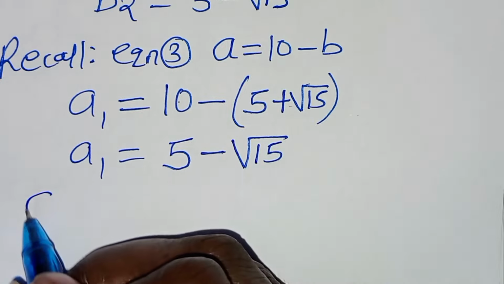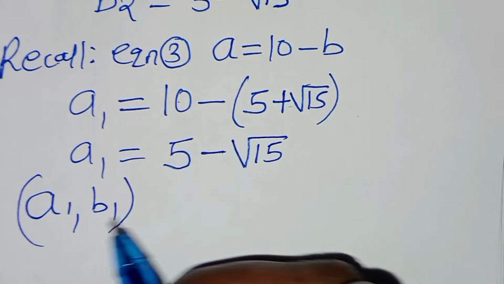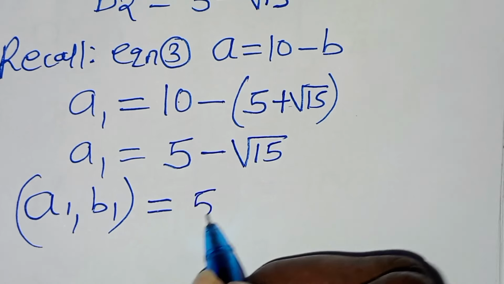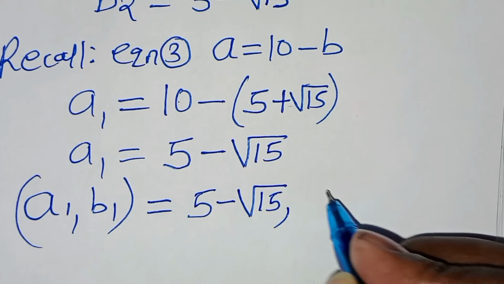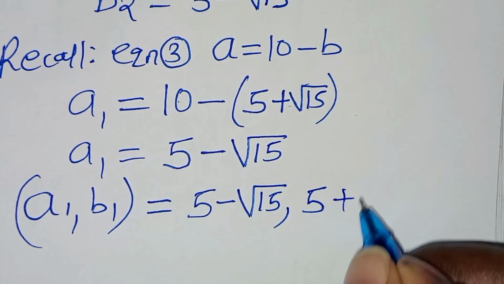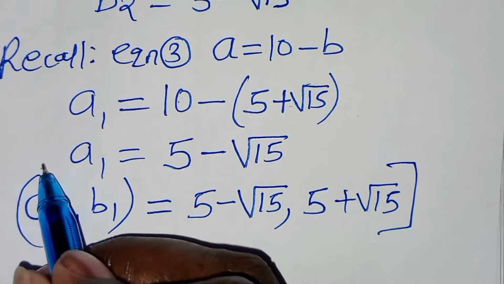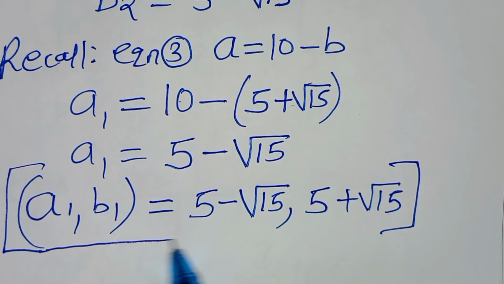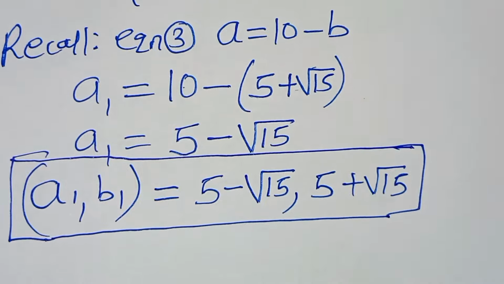So this implies that a1, b1, this is the same thing as 5 minus square root of 15, comma b1, which is 5 plus square root of 15. So this is the first set of solution that we have.